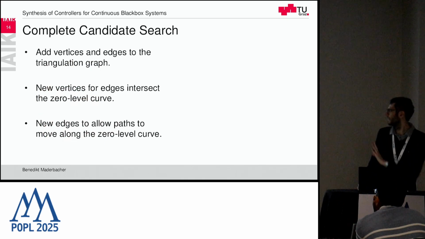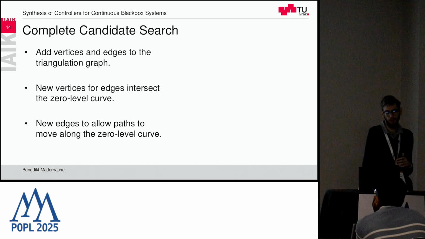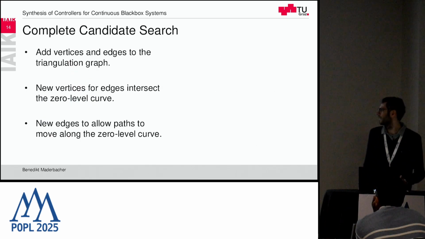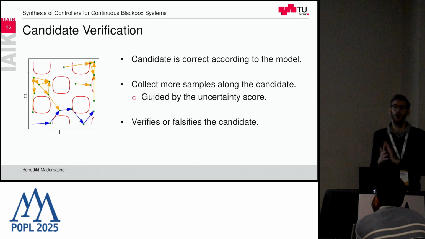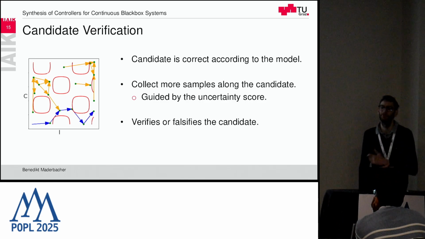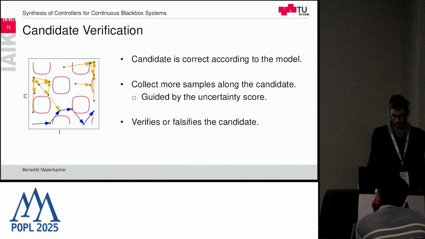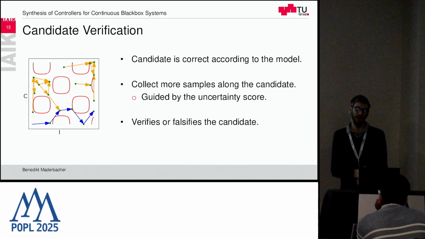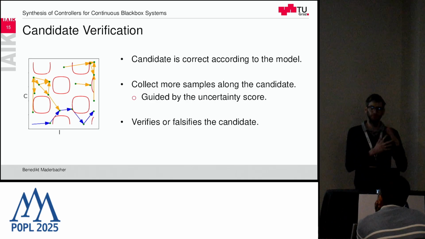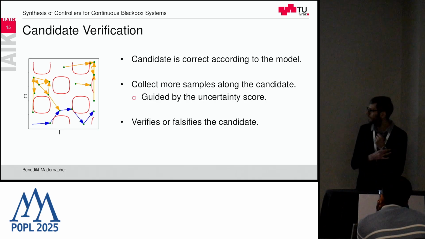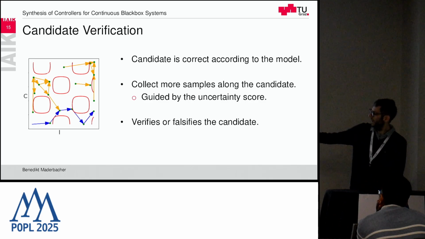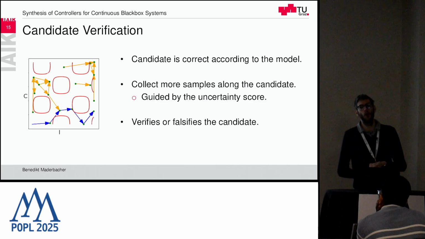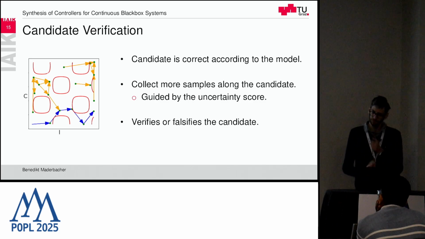The paper also describes a way to make this complete by adding additional points. But in practice, just searching along the edges turns out to be good enough and easier to handle. Now that we have this candidate, we want to check, is it actually correct? And for this, we can also turn back to our sampling or exploration heuristics and just pick the most uncertain points on our current candidate.